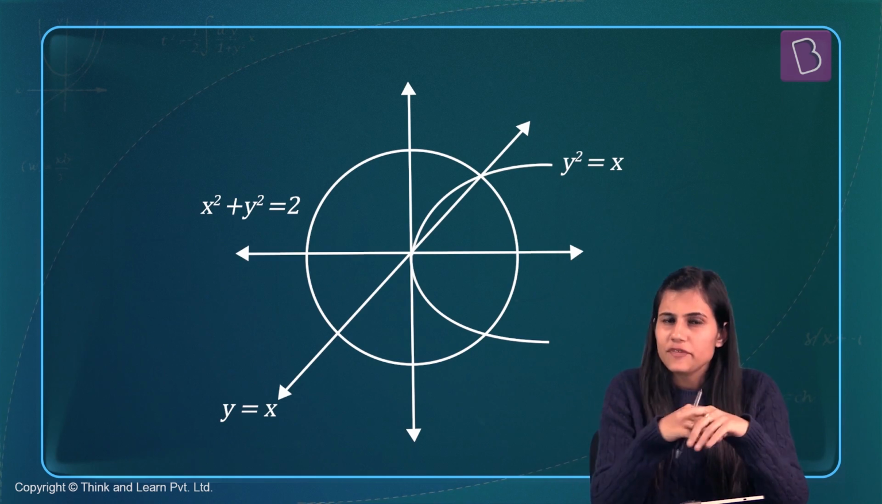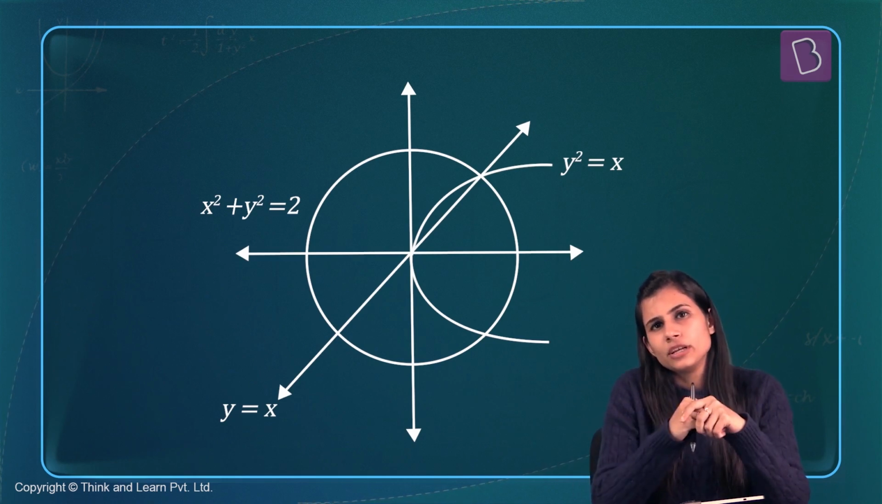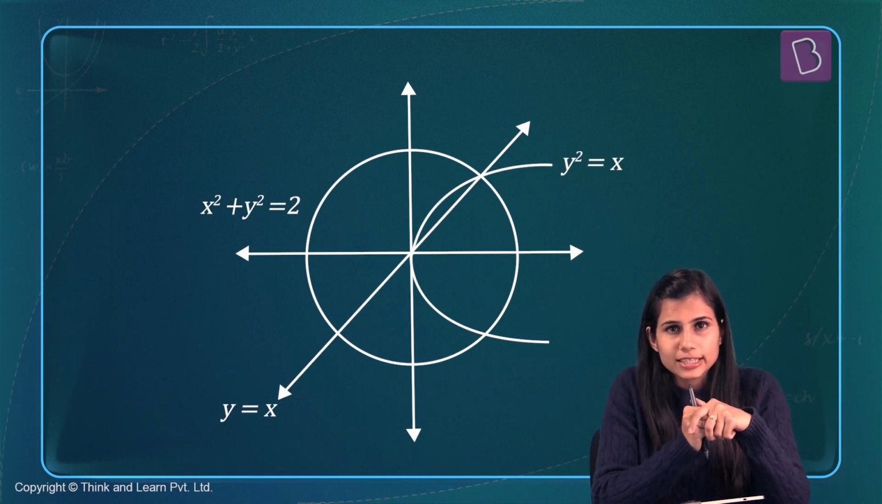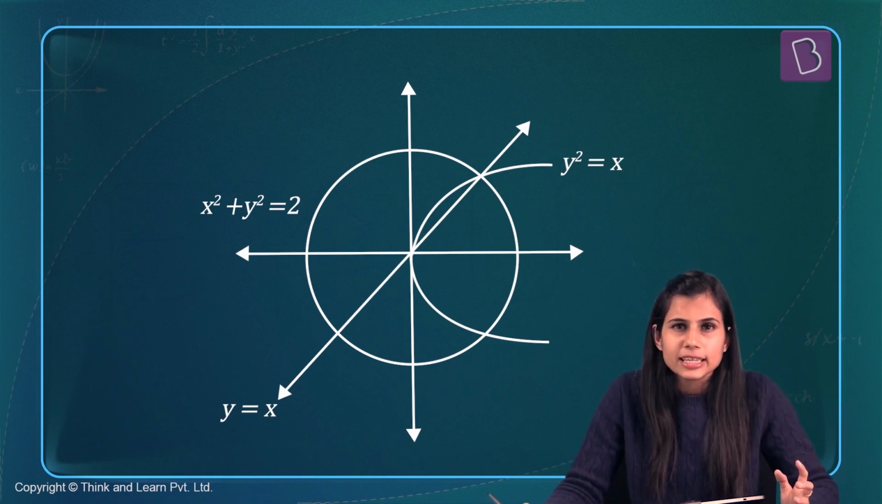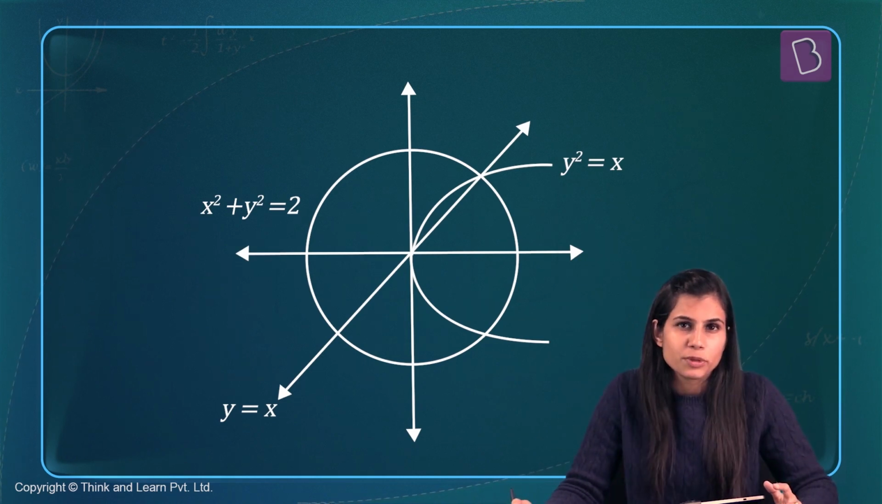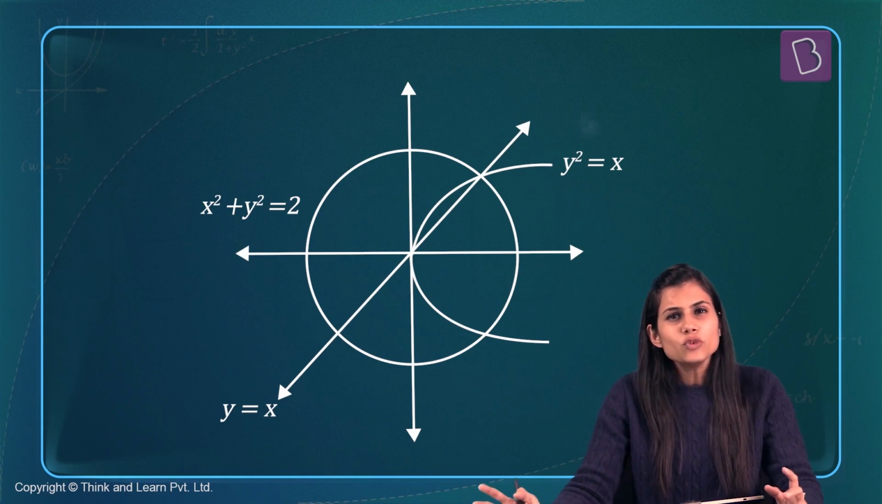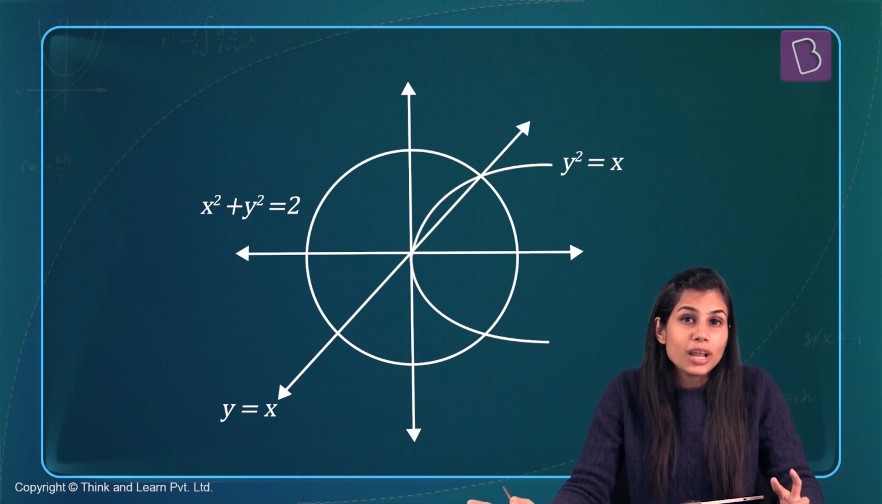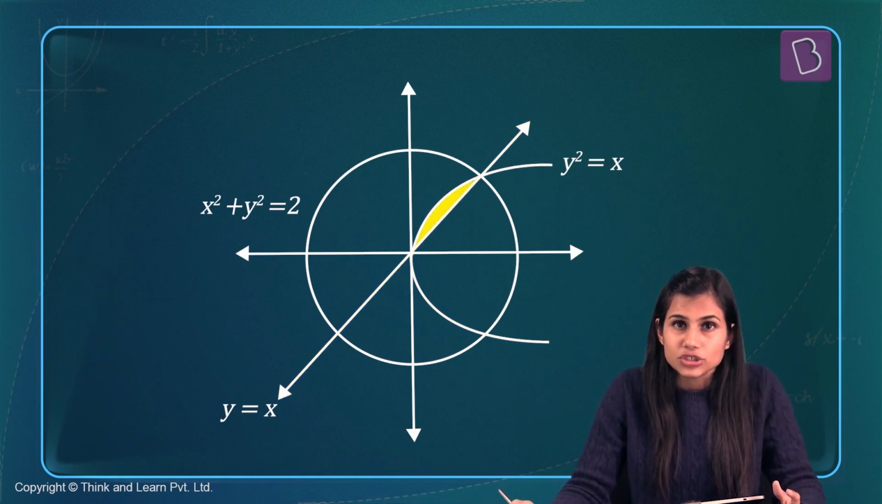So all these 3 figures that you can see are very, very simple to draw, first of all, right? So once I have the figure ready, understand what is supposed to be found. So the region which is bounded by the parabola and the straight line is this colored region.